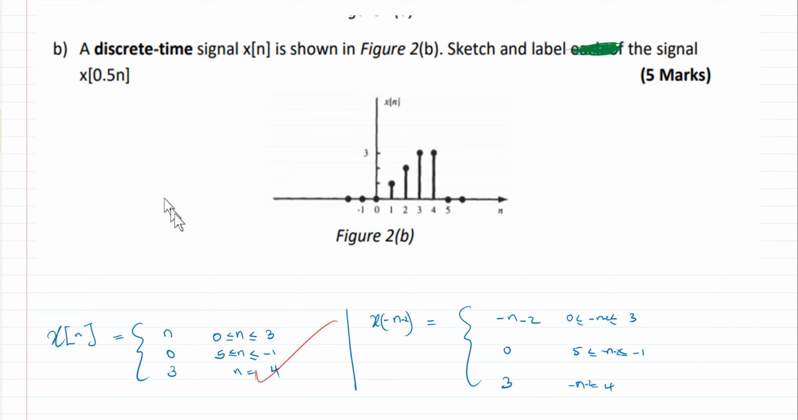This problem states that a discrete time signal x of n is shown in this figure. The question reads, sketch and label the signal x of 0.5 n. So this discrete time signal is represented by x of n. Therefore, the question asks, what if now we wanted to find not x of n, but rather x of 0.5 n. So that is the question.